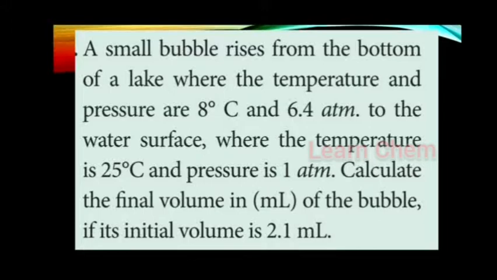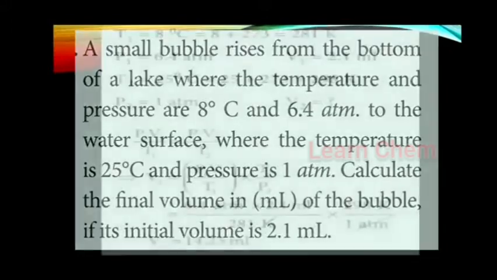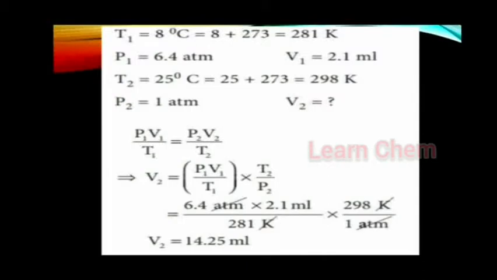Okay, so they have given the initial temperature, final temperature, and the two pressure values. So we have to find the final volume. By our formula, P1 V1 by T1 is equal to P2 V2 by T2. So we are correlating initial values with the final values, and they have given T1, P1 and V1.